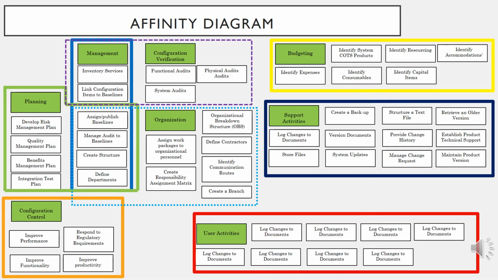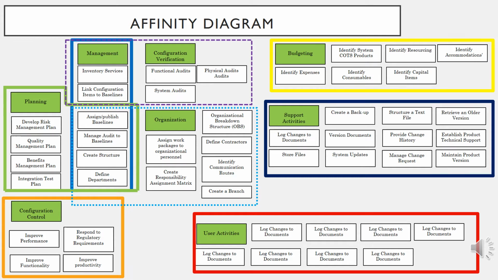The affinity diagram is a tool designed for managing complexity, as it facilitates the organization of a system's functionalities through the application of divergent and convergent thinking to conceptualize a system's functions, tasks, and activities. Using this tool, our team was able to organize the proposed functionalities of our configuration management system.